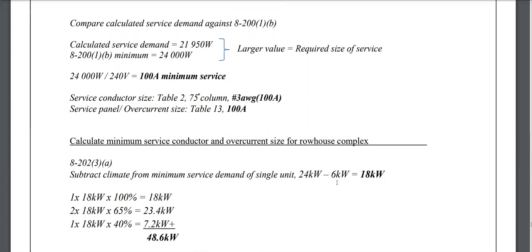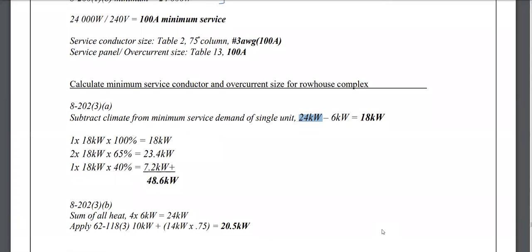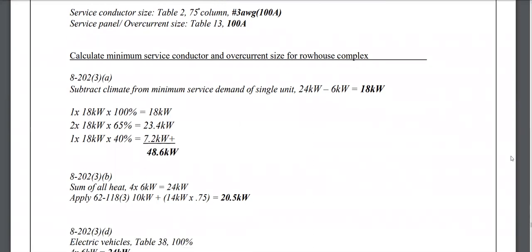Now, when we size the main service, we have to use the larger value of 24,000. Otherwise, our service is going to be undersized. So 24 minus 6 gives me 18 kilowatts, and we apply 82023A. First one at 100%, next two at 65, last one at 40%, giving us a total of 48.6 kilowatts.